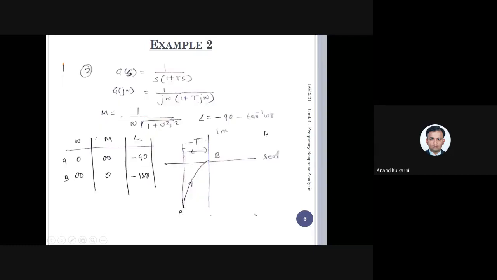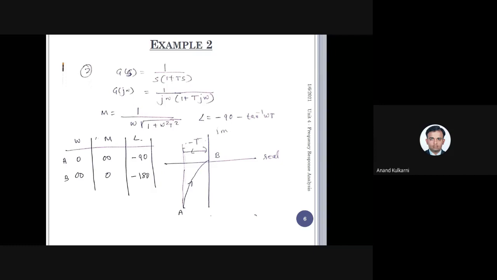Then the second problem, I will take two poles in the denominator. So if I take two poles in the denominator, there is one pole at origin, s is equal to 0, and one pole which is a first order pole, that is at minus 1 upon t. So there are two poles, one at origin, one at the first order pole.